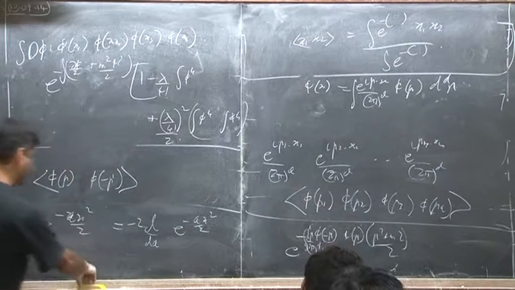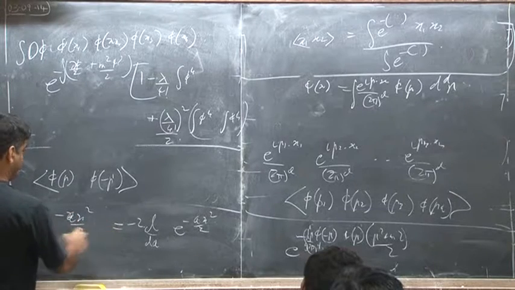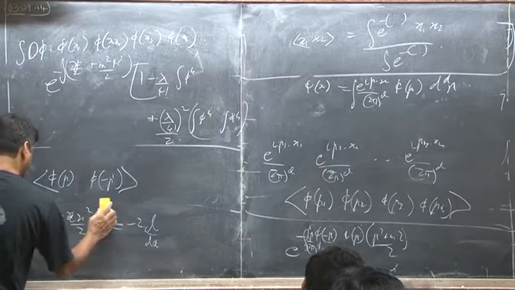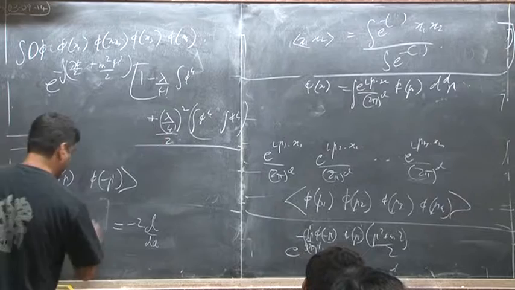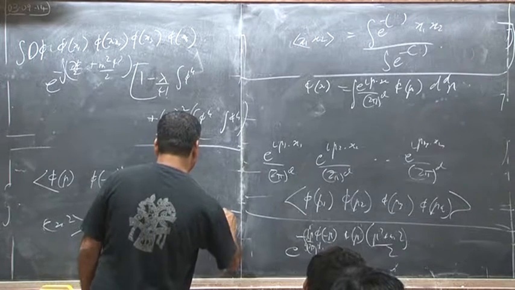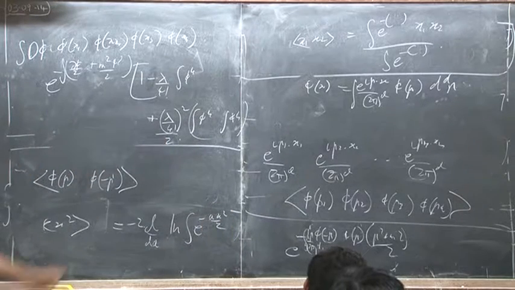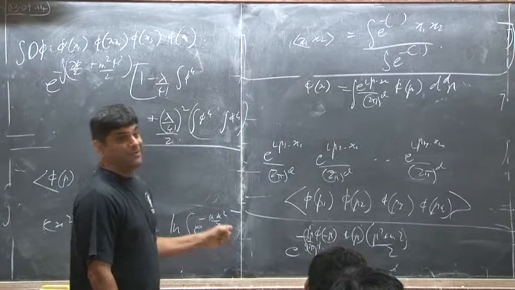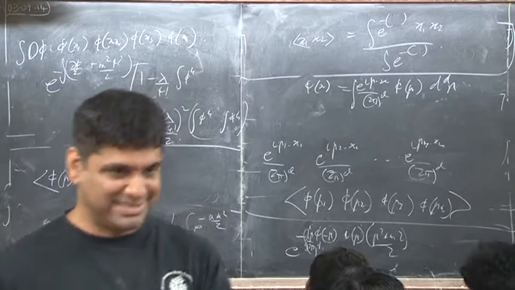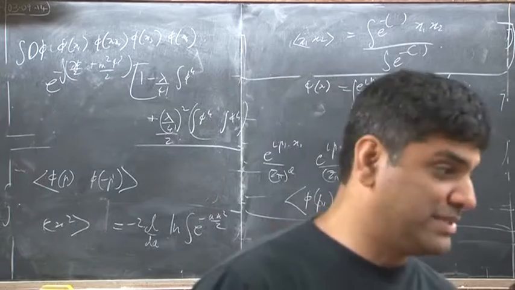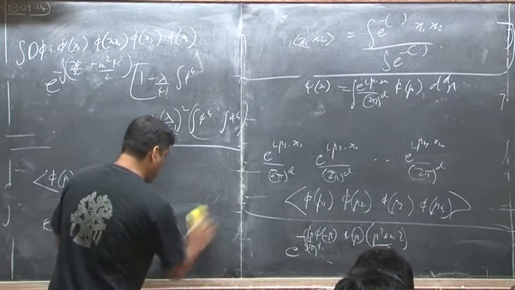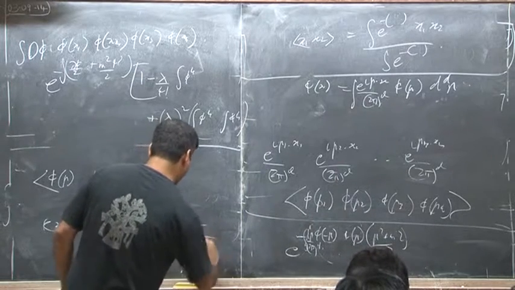Suppose we're interested in this quantity divided by the integral itself. Then the expectation value of x squared becomes minus 2 d by d a of the log of the integral of e to the power minus a x squared by 2. Now the integral of e to the power minus a x squared by 2 dx we can get by dimensional analysis, because clearly x goes like 1 over square root a. So this is the log of 1 over square root a.